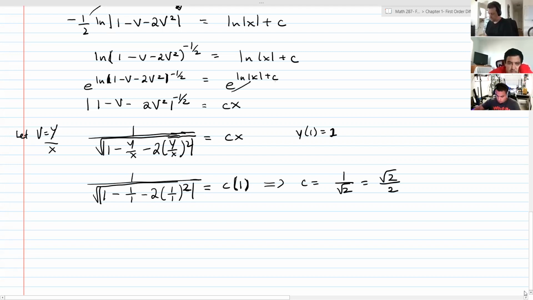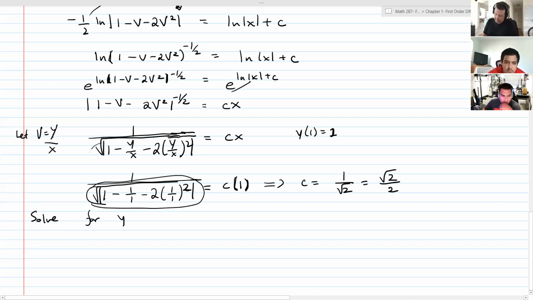Okay, so now I'm going to solve for y. Now that I have that c is equal to root 2 over 2, I'm going to solve for y. The first thing I'm going to do is simplify the bottom part of this denominator. So I'm going to make it 1 minus y over x minus 2 times y over x, or we'll call it 2y over x.